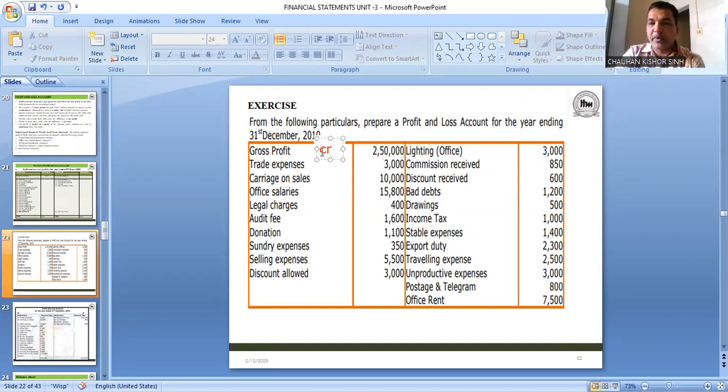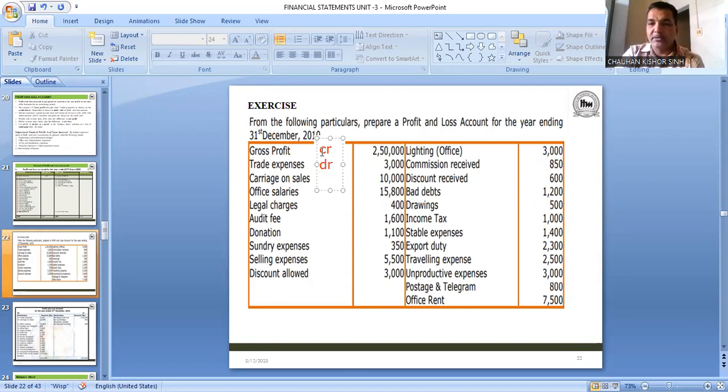Then trade expense, that means selling expense. When you are selling the goods, then all the expenses related with that are known as trade expense. Trading expense also, we can say. This is one type of indirect expense that goes on the debit side. I'm writing the short form CR and DR. CR means credit, DR means debit.